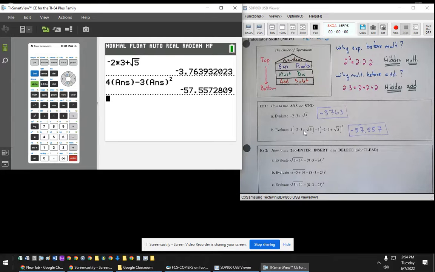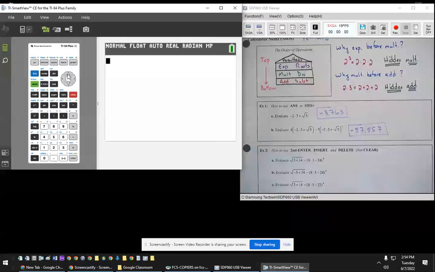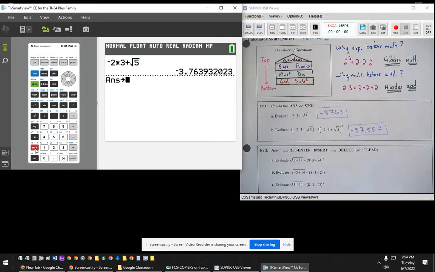Now let's do the same thing, but let's do it where we get the store key. So what I'm going to do is now I can't use this because that's the new answer. What I want to do is I'm going to clear and I'm going to go up until I get that answer again. Okay, now this time I'm going to store. That's next to the 1. It'll say take the answer and then the arrow means store, and then I'm going to hit alpha and A. What that does is it takes now the variable A and it's going to be worth negative 3.76 blah blah blah blah blah. So instead of doing 4 times answer, I'm going to do 4 alpha A subtract 3 alpha A squared, and it spits back our negative 57.557.